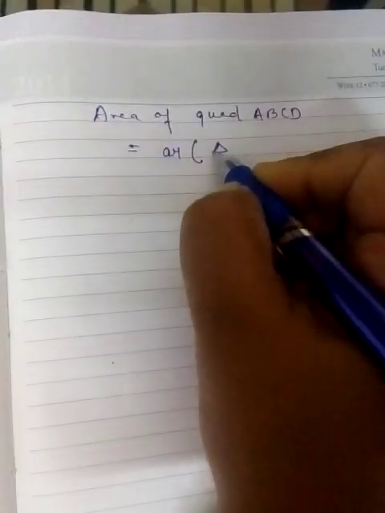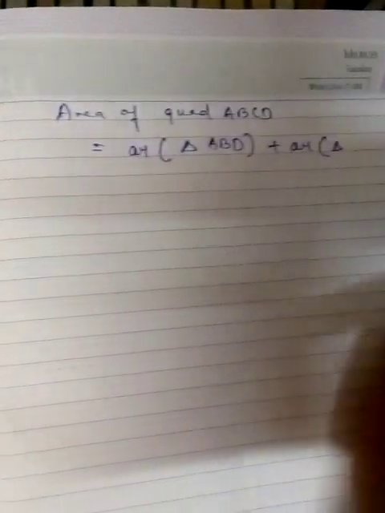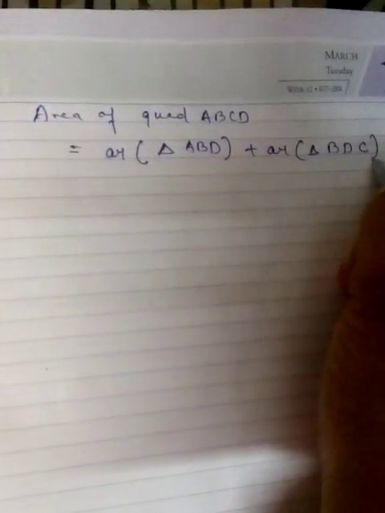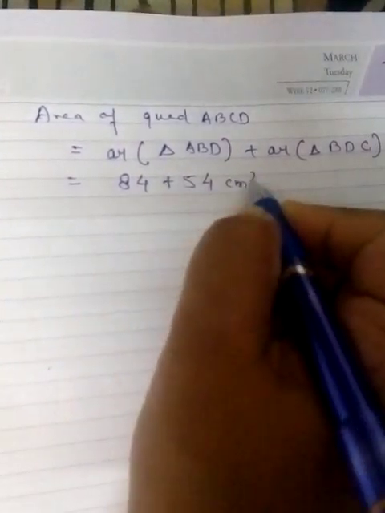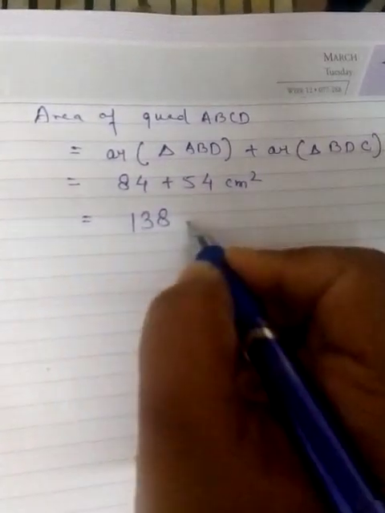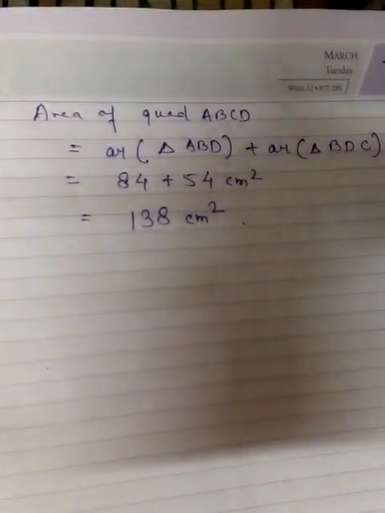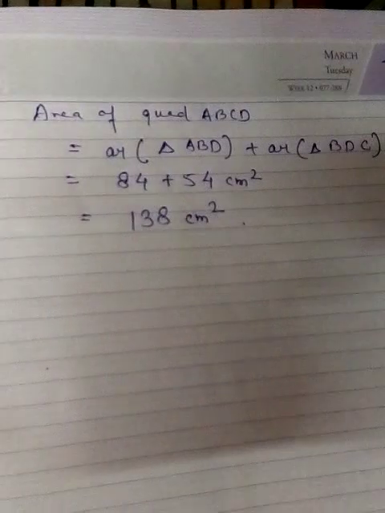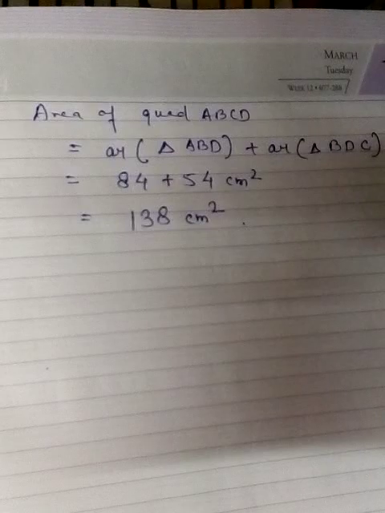So I can say the area of quadrilateral ABCD will be equal to the area of triangle ABD plus the area of triangle BDC. This is equal to 84 plus 54 centimeter square, that will be equal to 138 centimeter square. Now I will give you some questions based on these types of examples, and you all have to do it in your fair copy. Thank you.